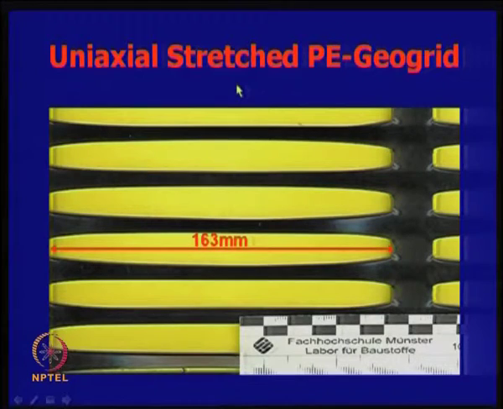This is what I was just mentioning. In the case of geogrids, you have uniaxial members, and this is useful for RE wall applications.